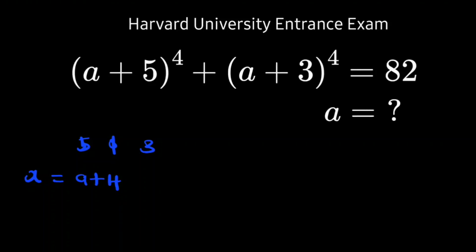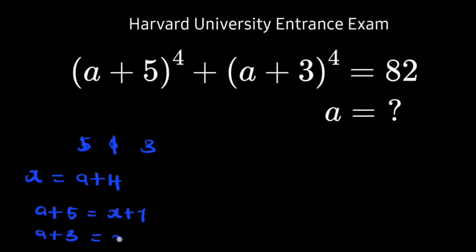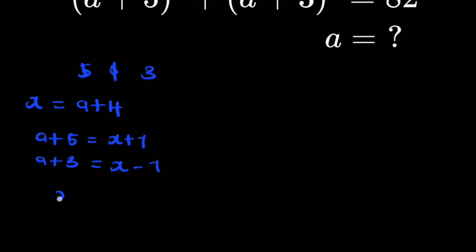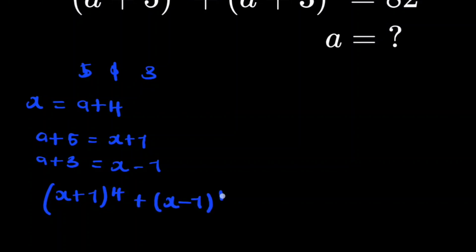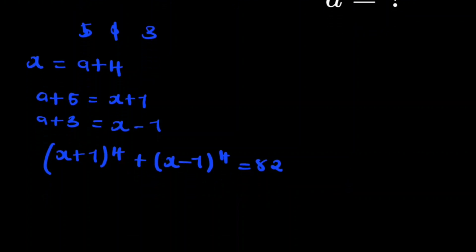If x is equal to a + 4, then a + 5 will be equal to x + 1, and a + 3 will be equal to x - 1. From there, the equation becomes (x + 1)^4 + (x - 1)^4 = 82. So now we need to expand these brackets.